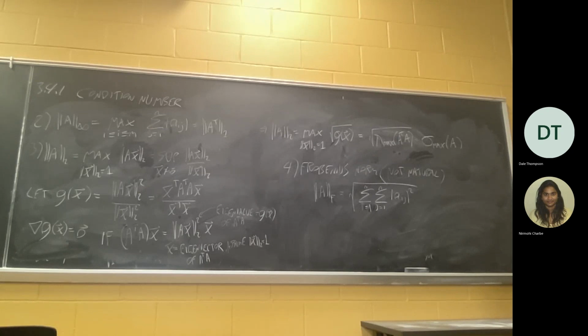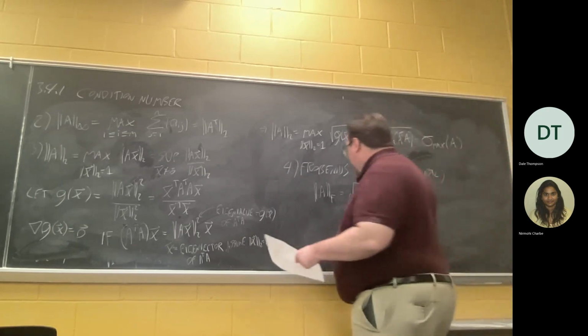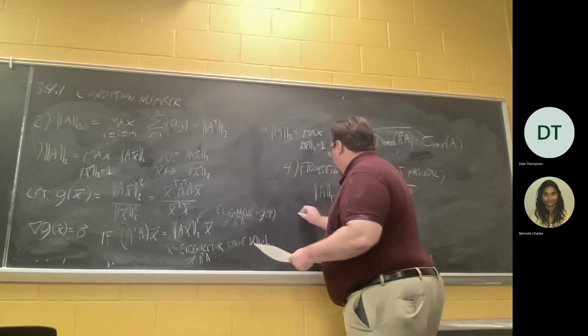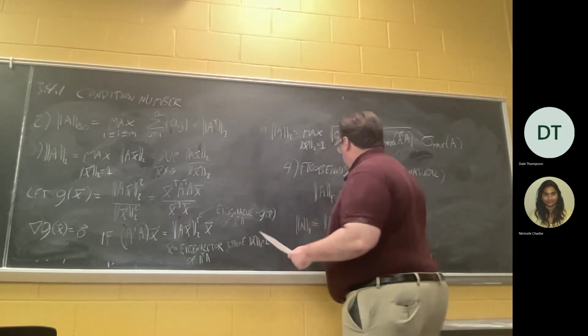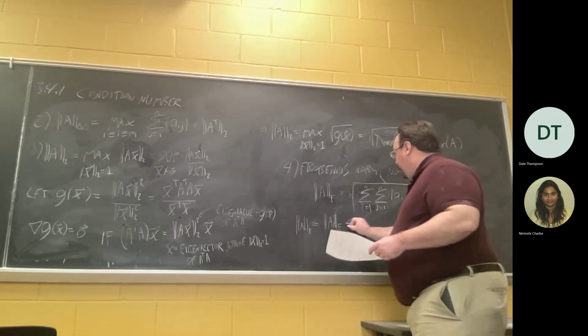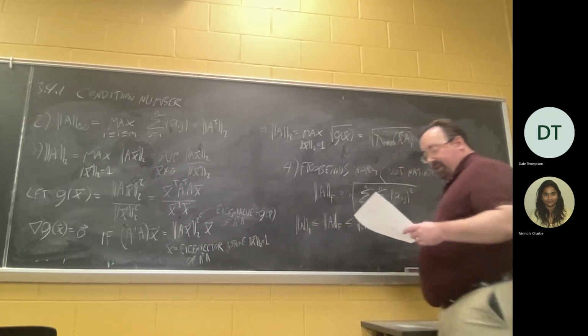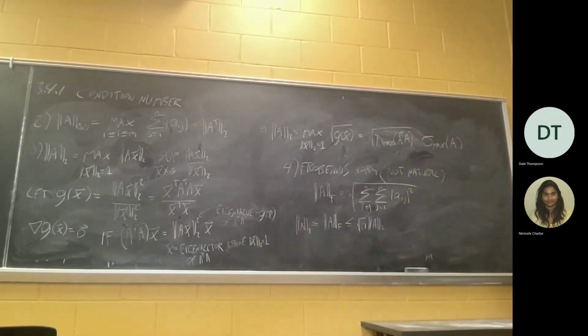All these norms are equivalent, all the matrix p norms are equivalent, and the Frobenius norm is equivalent to these other p norms. We have this relationship that the Frobenius norm is greater than or equal to the 2 norm, and it's less than or equal to the square root of n times the 2 norm. And there are similar relationships among the other matrix p norms.